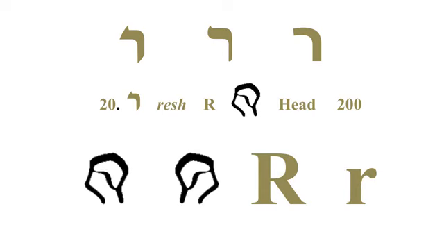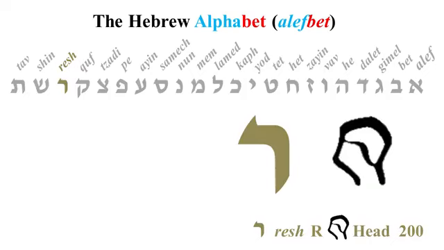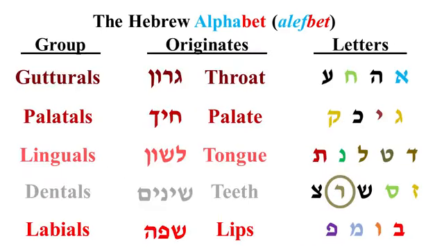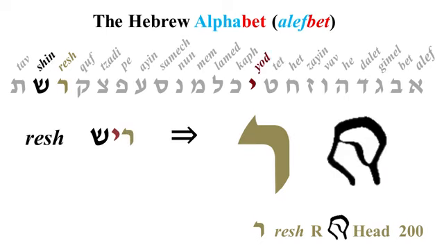In the Torah, there are 18,109 reshes. And as we have a cursive version, it looks very like the resh. And the resh is a dental, because you use your teeth to make this sound, resh. Your teeth actually touch together as you push the air out through them. It has a Greek equivalent, which is the ro. And resh is spelled resh, yod, shin.